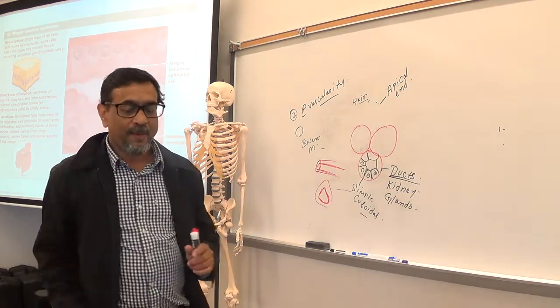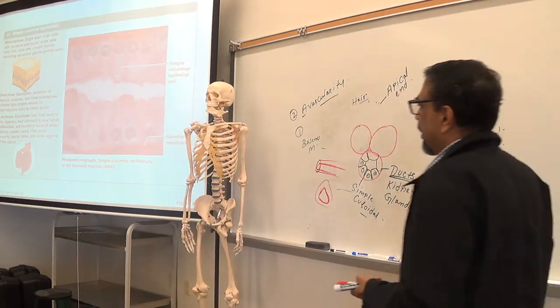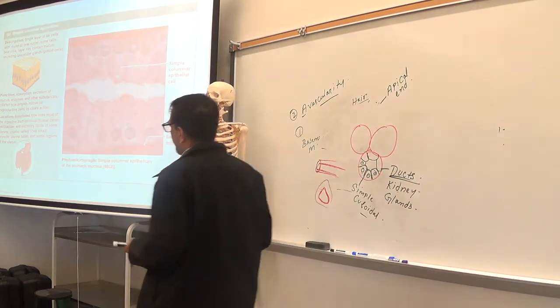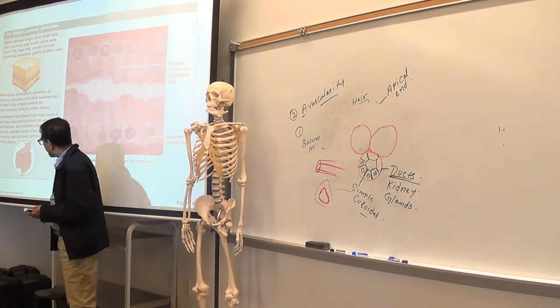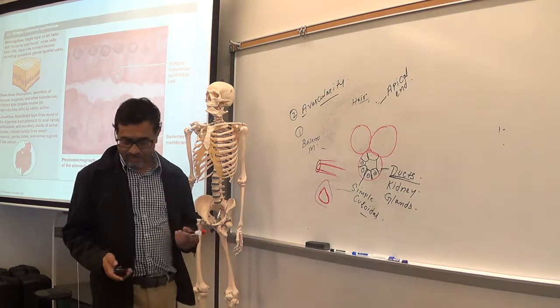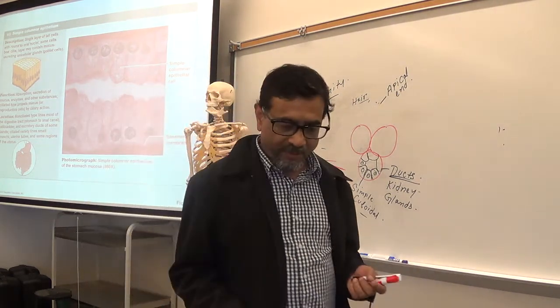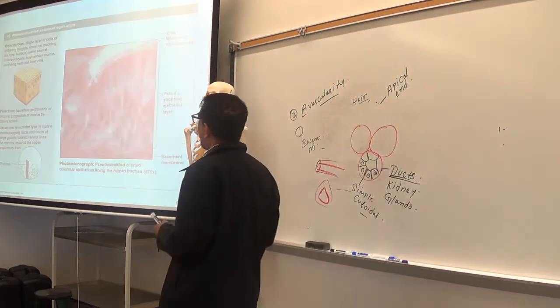Okay. In the lining of the uterus, that is another, you can write it down: uterus, stomach, small intestine, large intestine. Those are the main locations.